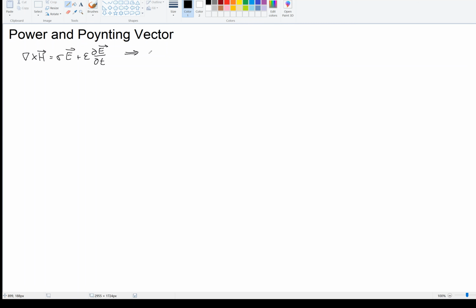So now I'm going to do the dot product with the electric field like this, and I suspect that I've got some sort of power. I botched that. That should be a cross. I suspect that I have some sort of power that I'm dealing with once I dot everything together. Now, E dot E is of course the magnitude of E squared on that side, and then I've got plus E dot epsilon delta E delta T, like this.